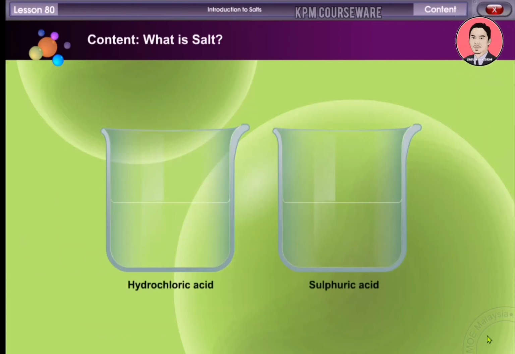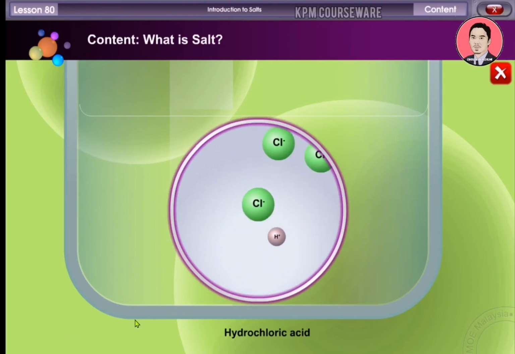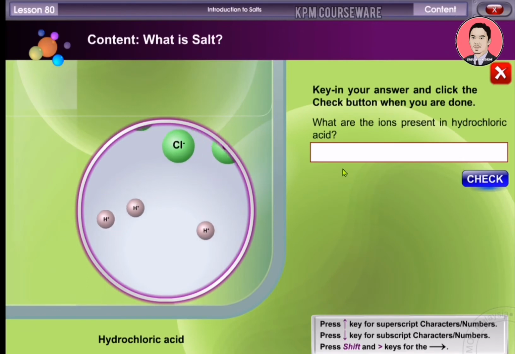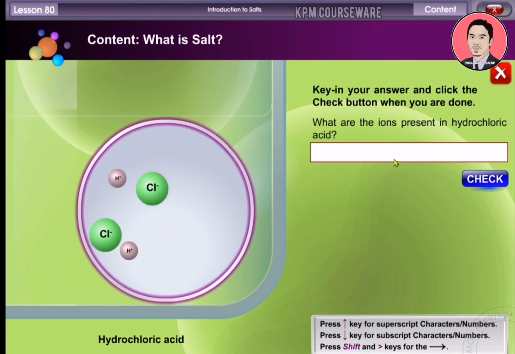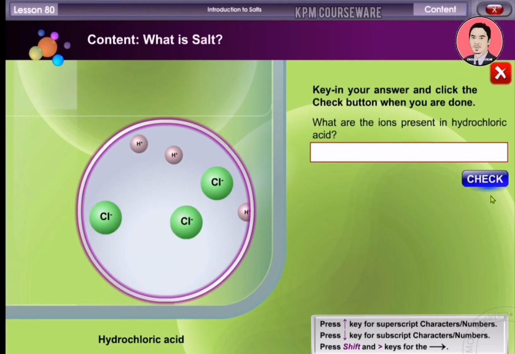These beakers contain acids. Salt can be produced when a substance like metal, metal oxide, metal carbonate, and alkali reacts with an acid. Click on the acid and observe carefully what happens to the hydrogen ion in the formation of salt. What are the ions present in hydrochloric acid? Key in your answer and click on the check button when you are done.